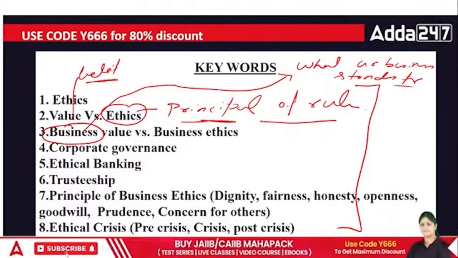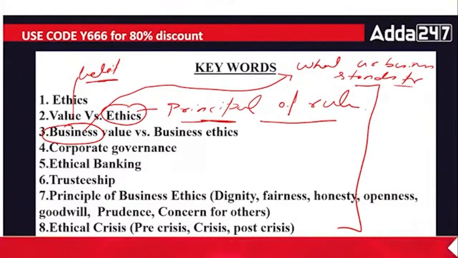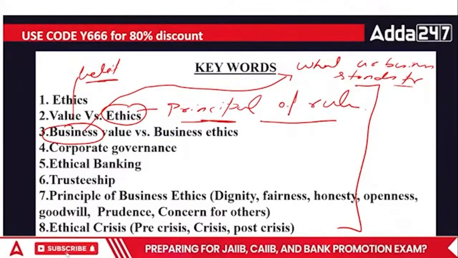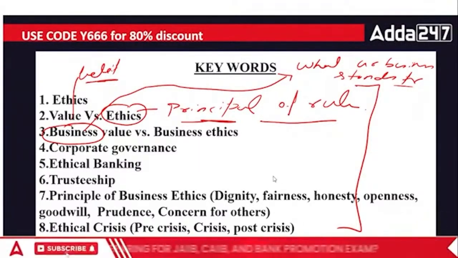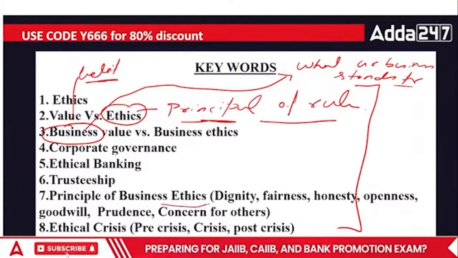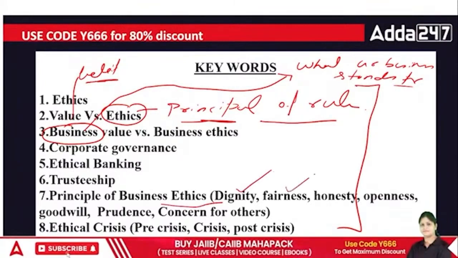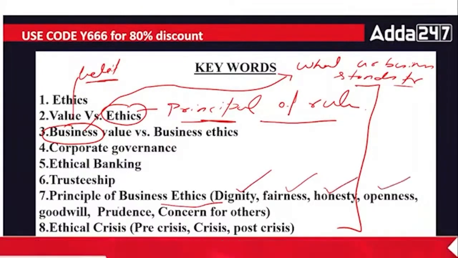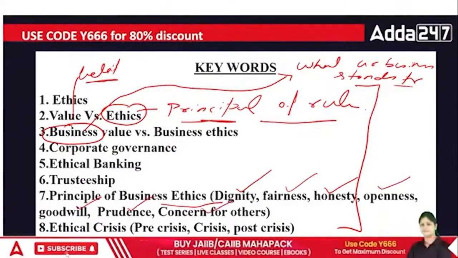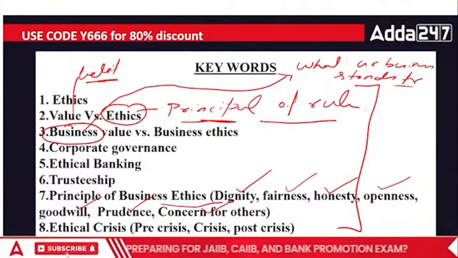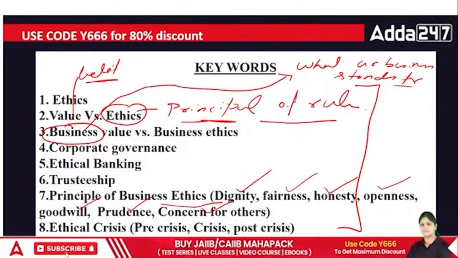So business ethics is all about whatever practices are right for everyone, and whatever practices are wrong for everyone. These are the principles of business ethics, the common principles: dignity, fairness, honesty, openness, goodwill, prudence and concern for others. Every business, irrespective of their product, location, or company size, every organization should have dignity.